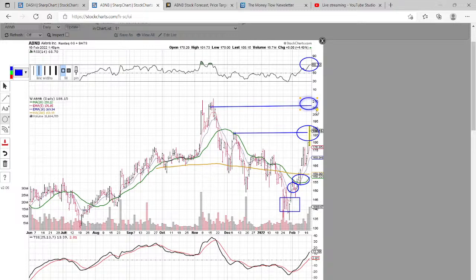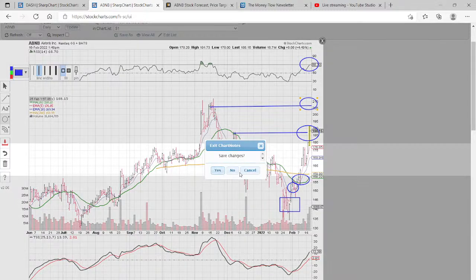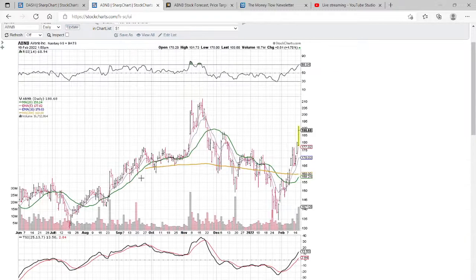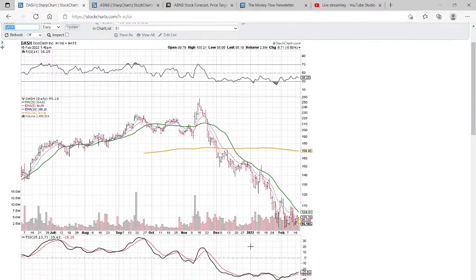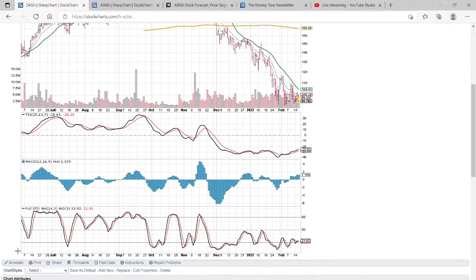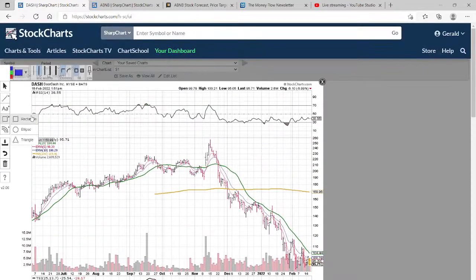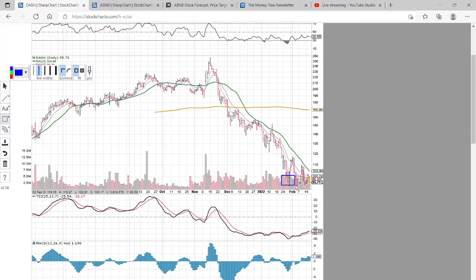You could roll it into PayPal, but you got to make sure PayPal's a stage 1, man. I wouldn't close out Airbnb. It's going much higher. It's going to 210. So Dash is one that I took on. I trimmed some gains from Airbnb. I'm up about 30%. And added shares to Dash.